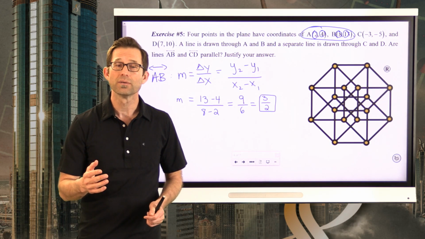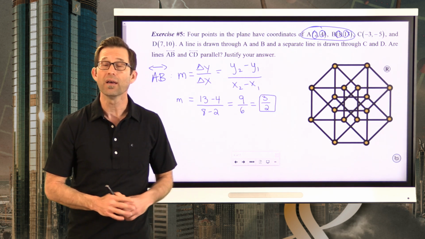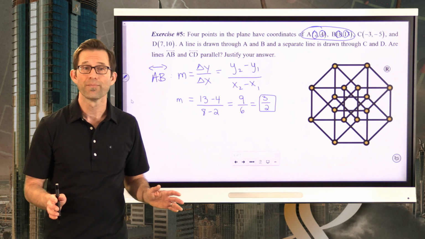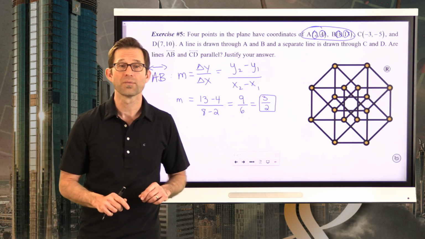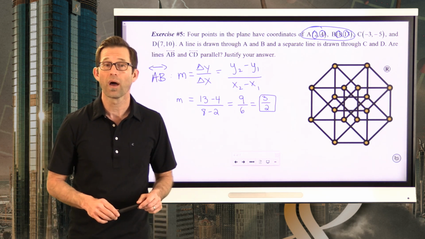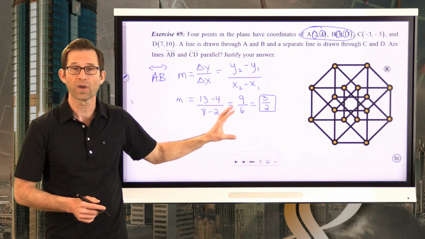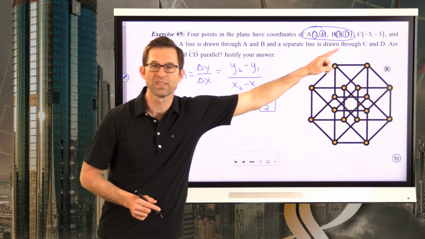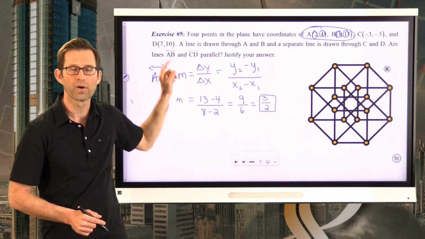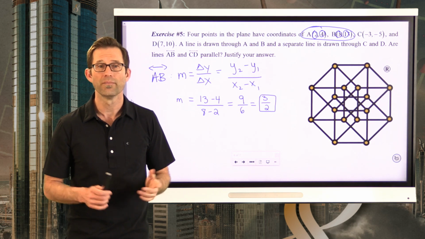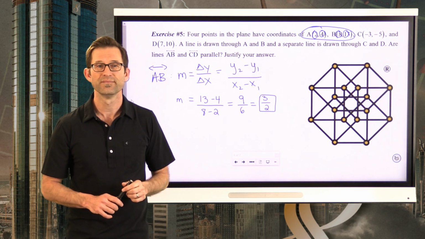The question is, is the slope of line CD the same? Is it also 3/2, in which case the two lines are parallel? Or is it different from 3/2, in which case the two lines are not parallel? Why don't you pause the video now, go through the exact same types of calculations. It's a little trickier because C is up here and D is down here, but just be careful about it and see if the two lines are parallel. Pause the video now and take a few minutes.